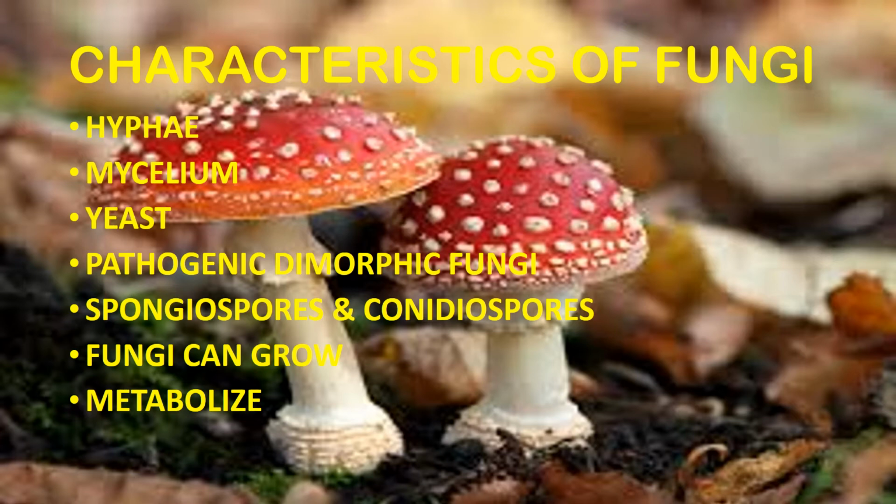Fungi are classified according to rRNA. Sporangiospores and conidiospores are produced asexually. Sexual spores are usually produced in response to special circumstances, often changes in the environment. Fungi can grow in acidic, low moisture, aerobic environments. They are able to metabolize complex carbohydrates.